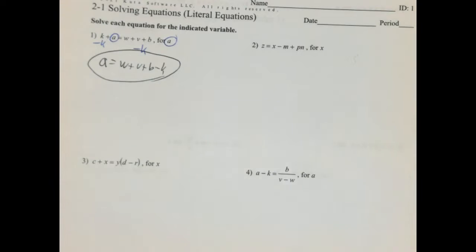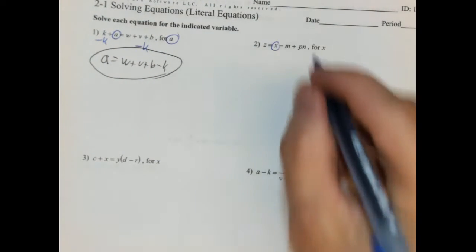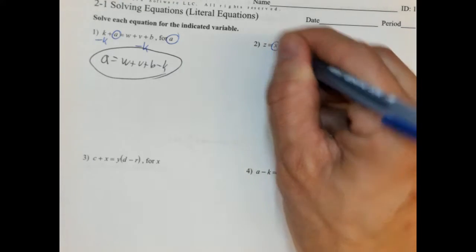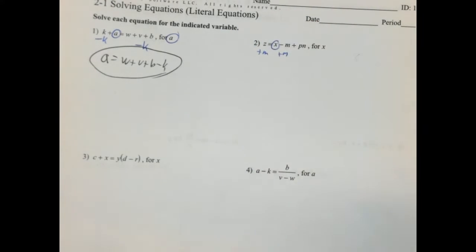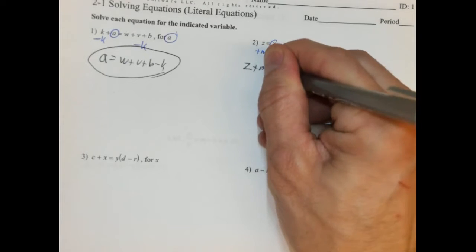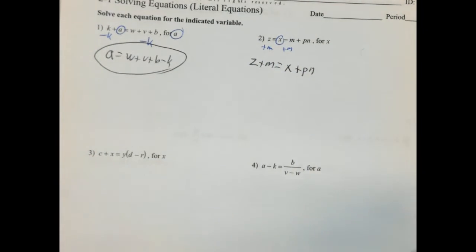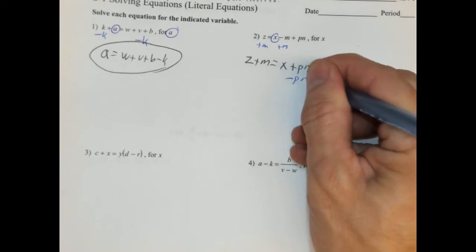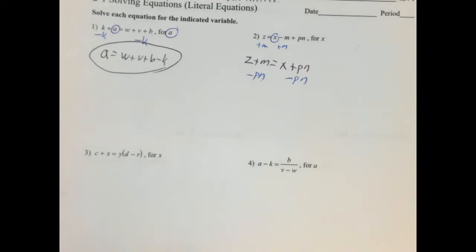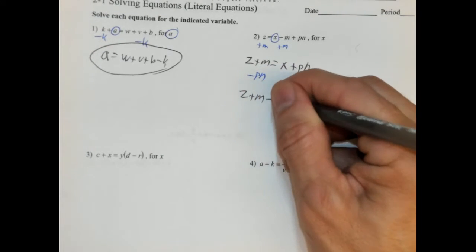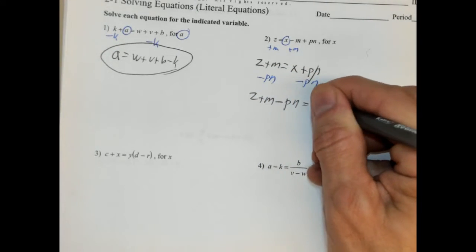Let's look at number 2. Solve for x. X is right here. So we're going to use the inverse operation of subtraction. So we're going to add m to both sides. So we're going to get z plus m equals x plus pn. And again, we're trying to get x by itself, so we're going to subtract pn from both sides. These cancel. And we're going to have z plus m minus pn equals x. And that's our answer. Okay.